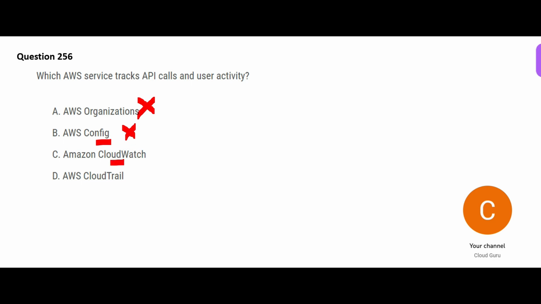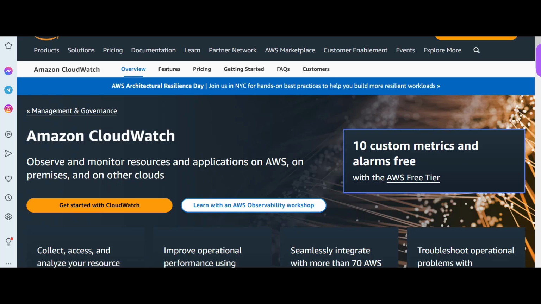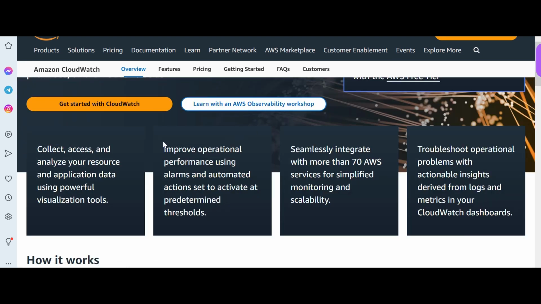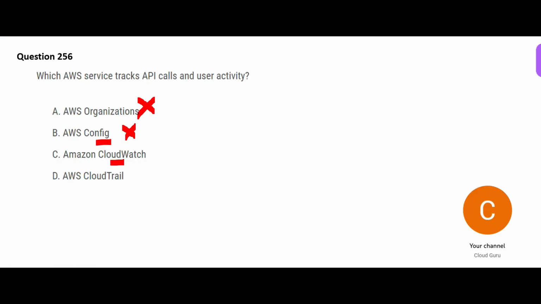Now CloudWatch. We use this to monitor. It is just like an additional pair of eyes, continuously looking at the resources in AWS and applications. So it will keep collecting data, application data, resource data. Why? We use it for operational performance using alarms and automated actions. And it works with 70 AWS services. It will not help you track API calls. It will watch, but it will not track these user activities. For user activities, you have to go to CloudTrail.